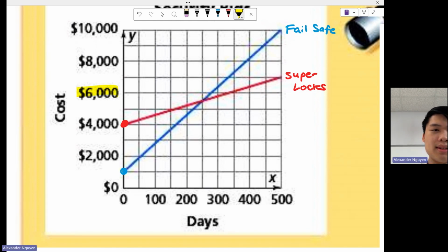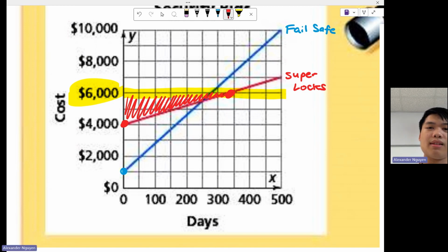So $6,000 is right here. Here's that line for when the cost is 6,000. We want to figure out when is Superlocks less than 6,000, meaning when is our red graph below the line of $6,000. Right here it's below, below, below, below. Right here is where it intersects, and after that point, Superlocks is now more expensive than $6,000.